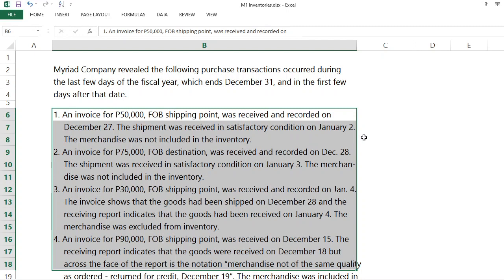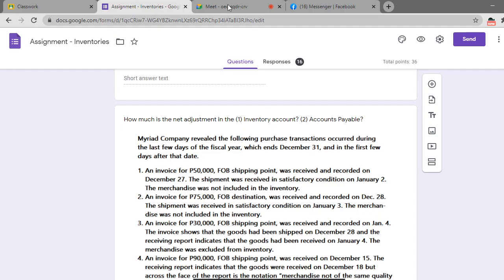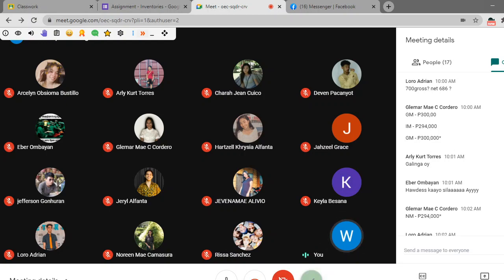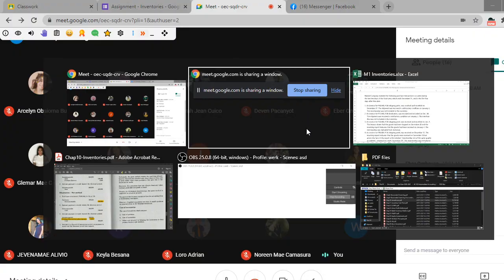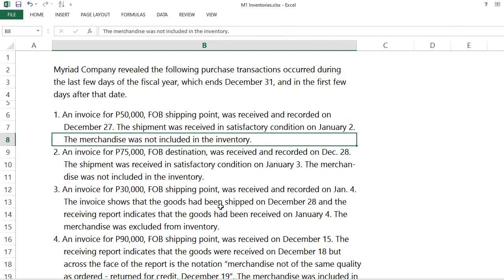Let's start. An invoice for 50,000, that's FOB shipping point, was received. So, meaning, we are the buyer. Recorded January 27. Okay? The receipt came first. The shipment was received on January 2. So, try to picture out the calendar. You have the 27th, you recorded an entry. The moment you received the invoice, it was received and recorded, meaning entered. The 27th, but the inventory arrived January 2. And because it was still at sea at the time we did the inventory count, the merchandise was not included in the inventory.